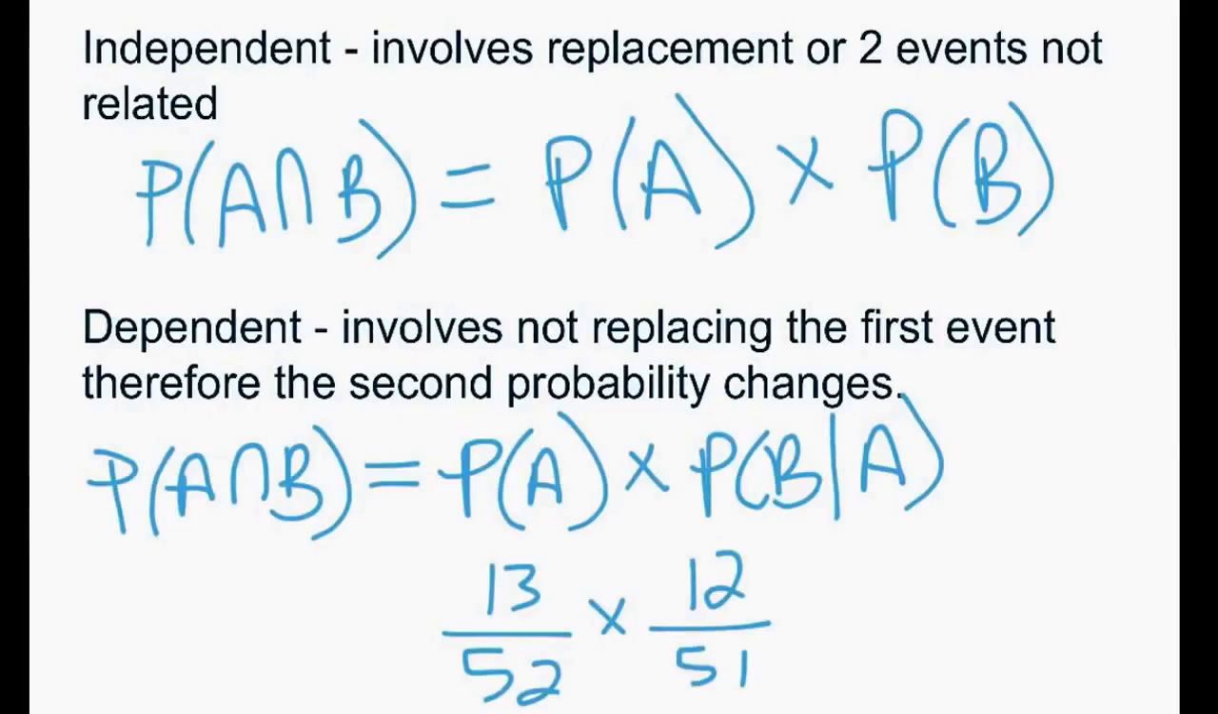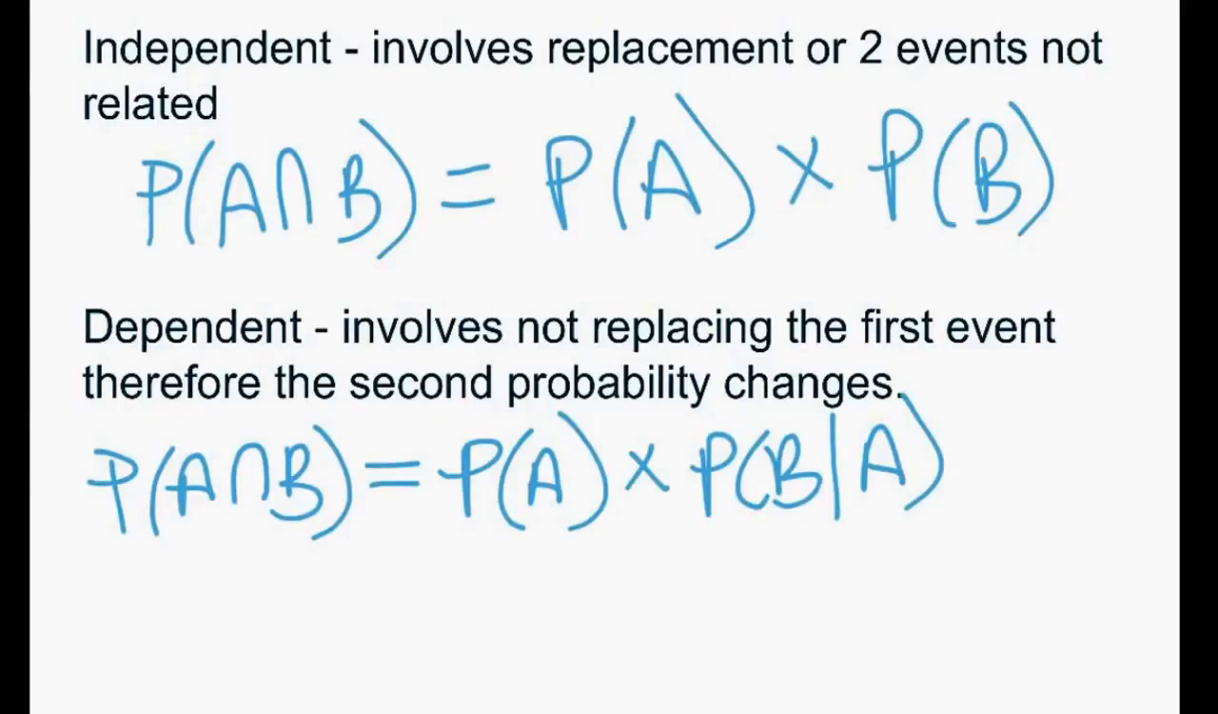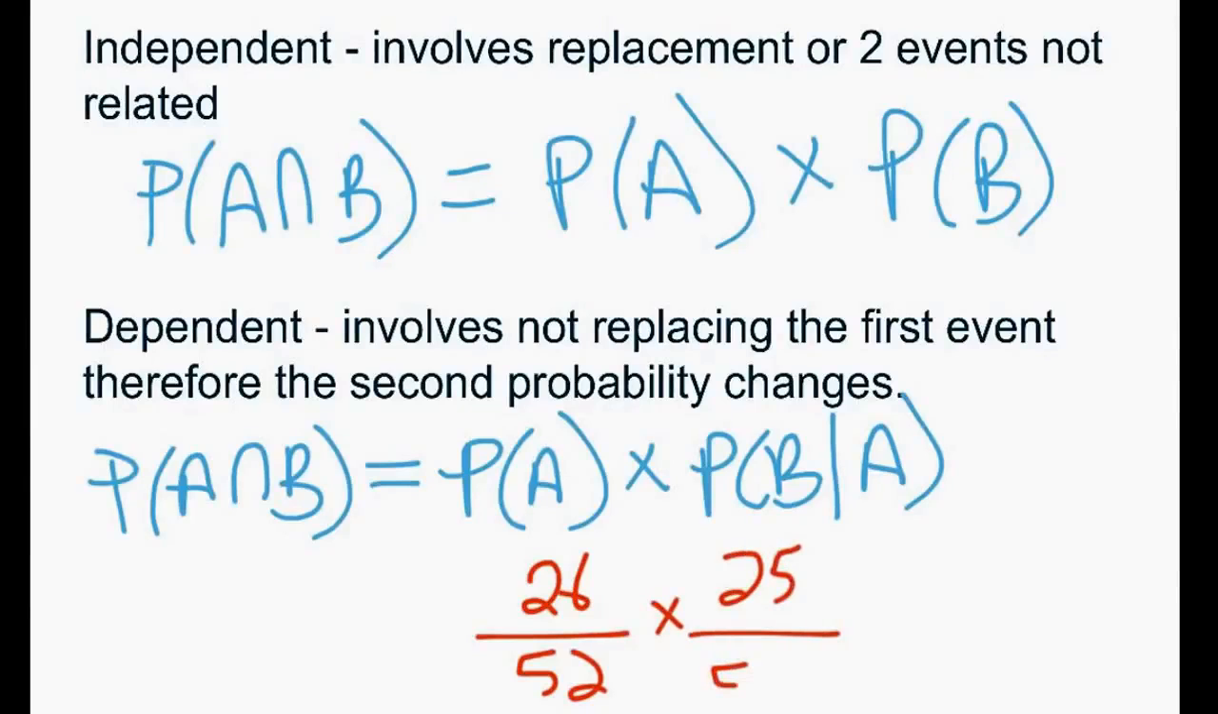Okay, so let's do another one. Let's suppose we had, what's the probability of getting 2 red cards in a row. So the first red card, you'd have half the deck, 26 out of 52, and then the second red card, you'd have 25 out of 51.